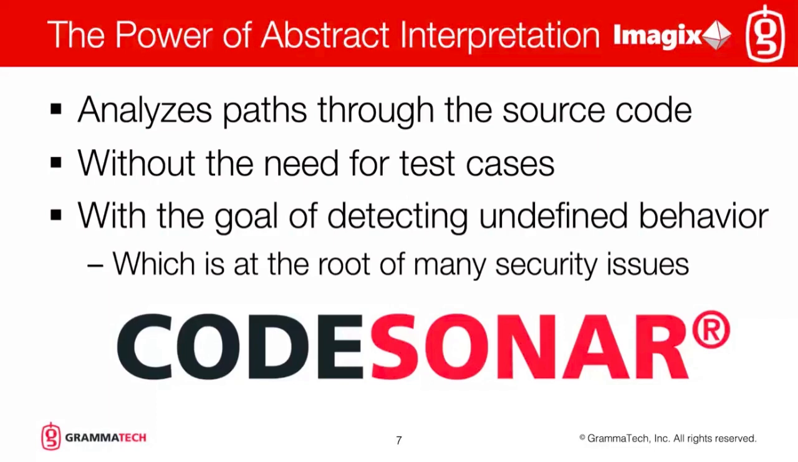And the really cool part here is that static analysis does that without the need for test cases. So it tries to calculate all possible paths through the source code, but it doesn't need input cases for that. From that perspective, it's very different from functional testing, right? Functional testing tests the behavior of source code, whether it does the right thing, but functional testing typically doesn't find memory violations. So the goal is detecting undefined behavior, which is the root of many security issues. And GrammaTech has a tool that does exactly that, and that is called CodeSonar.